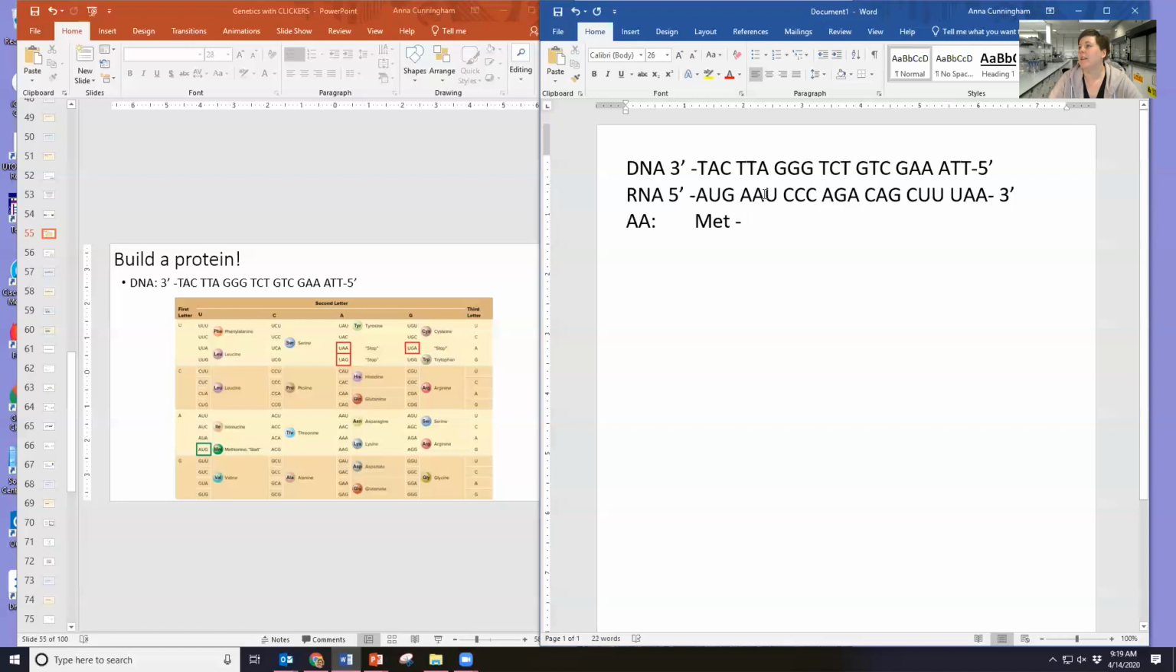Okay, and then our second codon, AAU, we go over here, AAU is asparagine or ASN. Our third codon is CCC. We find CCC, which is proline.